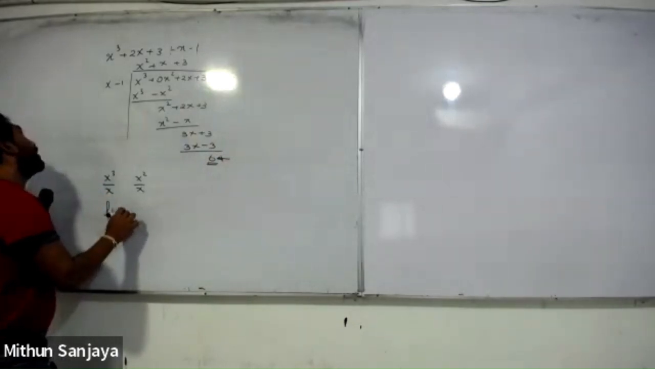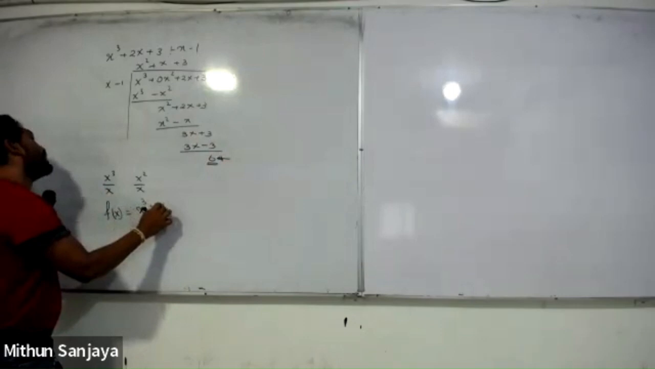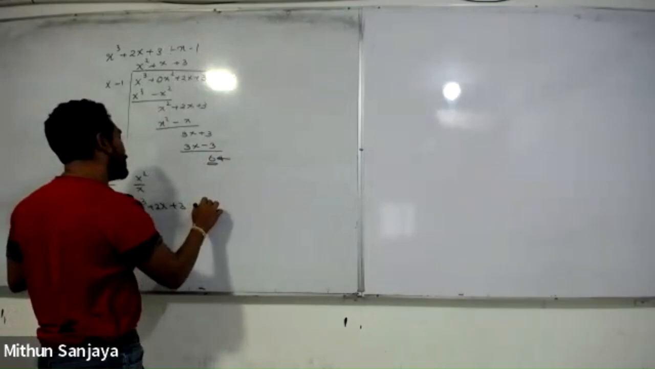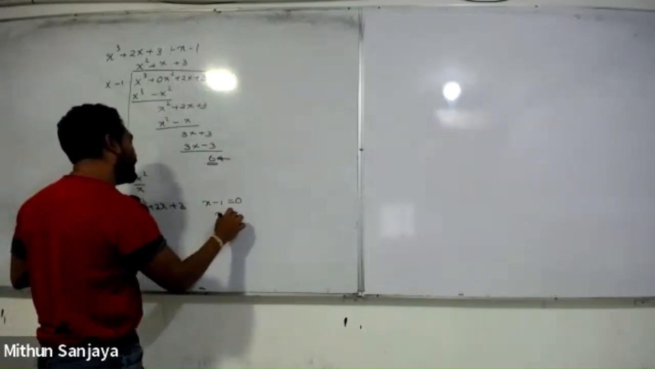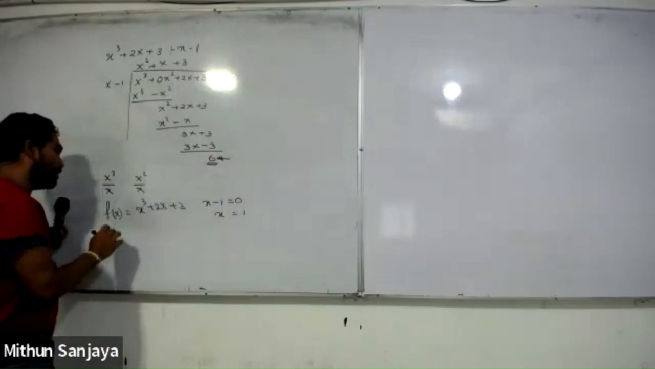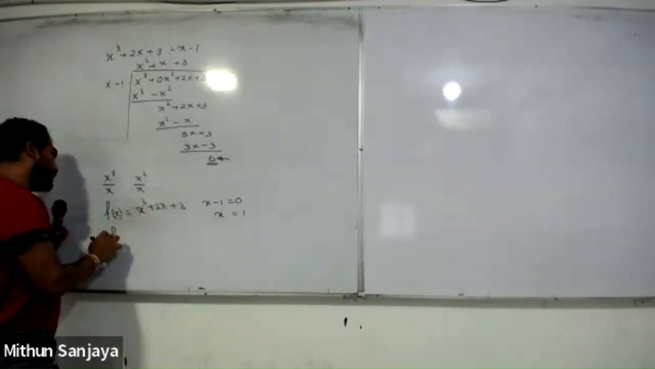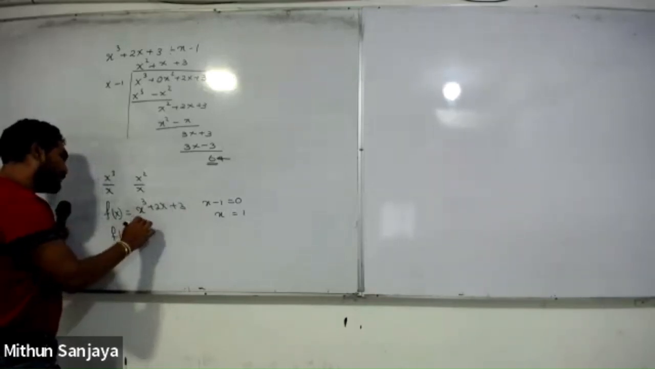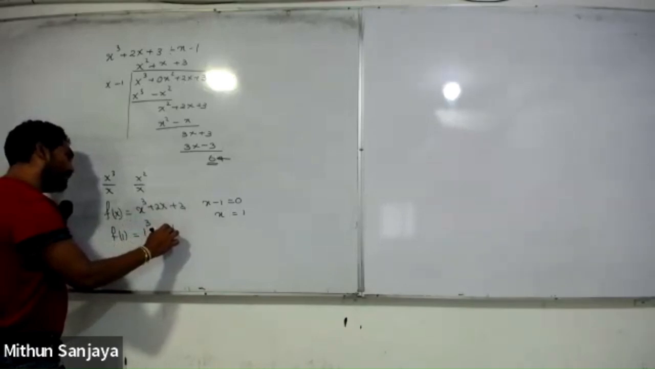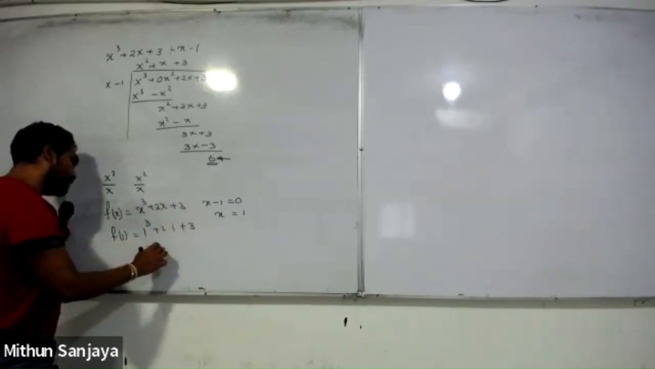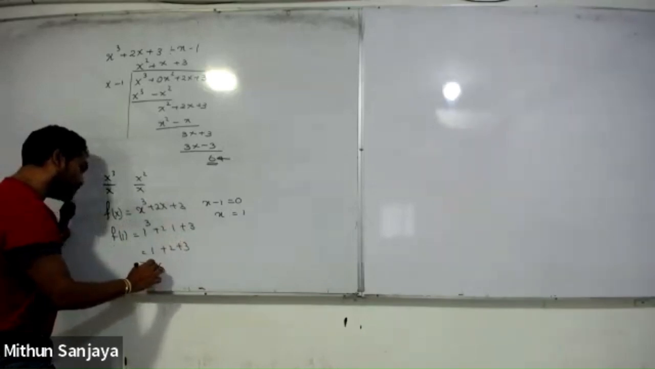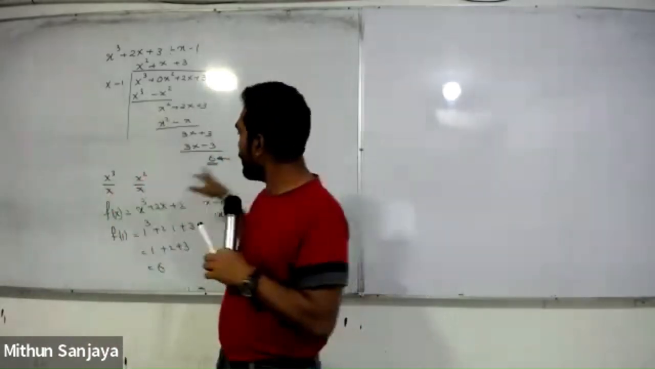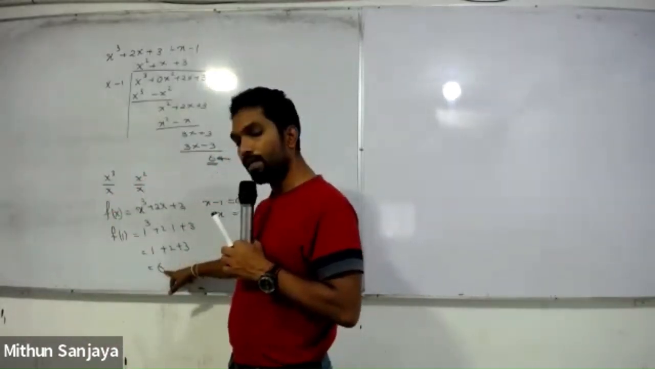Now let f(x) equal x cubed plus 2x plus 3. Here the divisor is x minus 1, and setting it equal to 0 gives x equals 1. Now I substitute 1 into the function, f(1), meaning x equals 1: 1 cubed plus 2 times 1 plus 3, which is 1 plus 2 plus 3, which is 6. So here we have a remainder of 6, and here also we have 6.